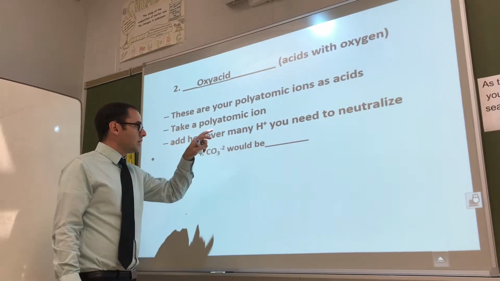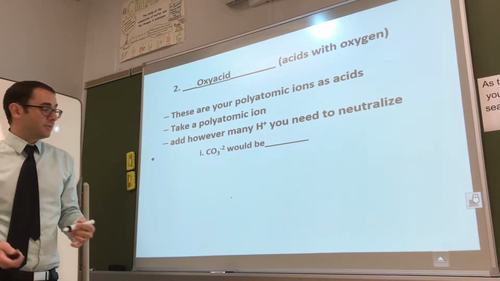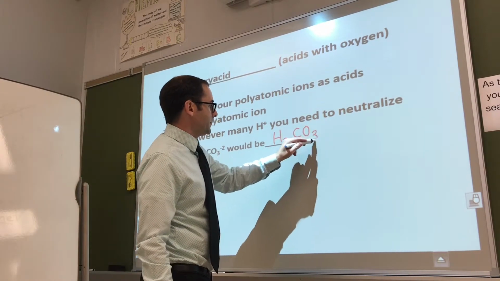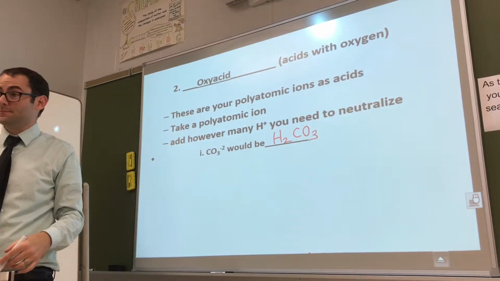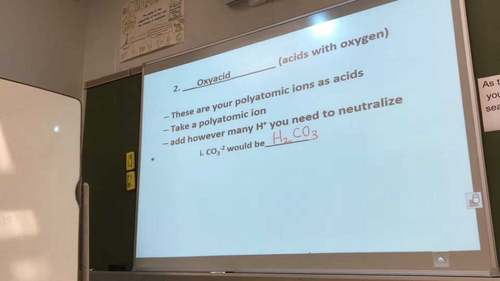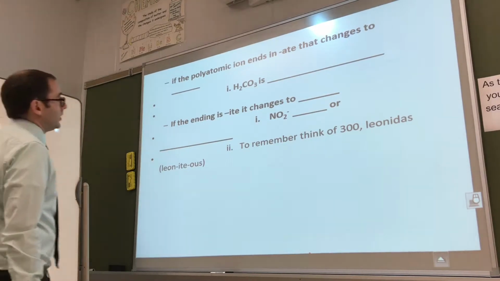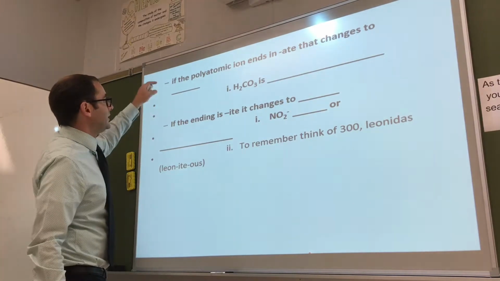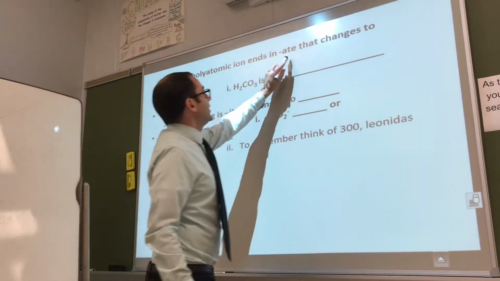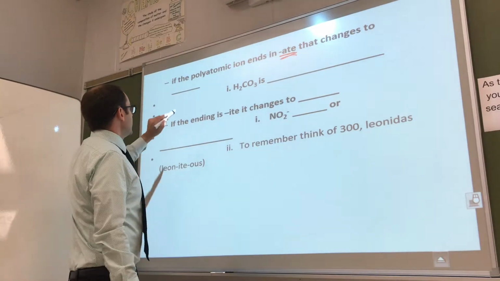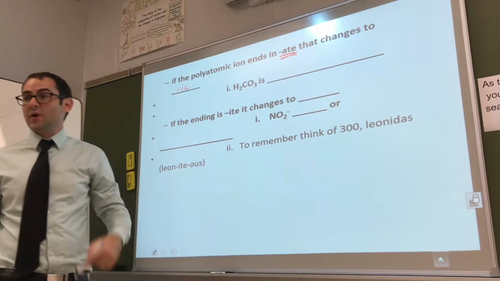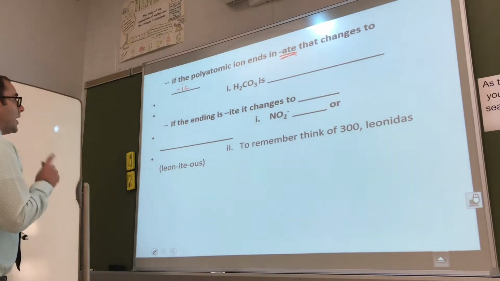So CO3 minus 2, how many hydrogens do you need to balance that out? Yeah, 2. So it would be H2CO3. Not bad, right? Because each hydrogen is just plus 1. All right, everybody's good? Okay. So now things get a little crazier when you have to name them. So if the polyatomic ion ends in ATE, you're going to change it to IC. Okay? So ATE changes to IC.